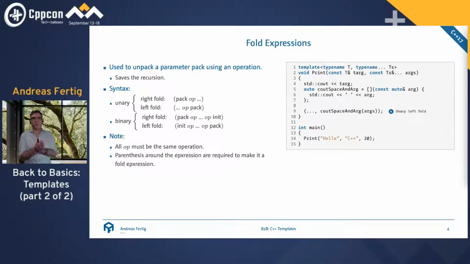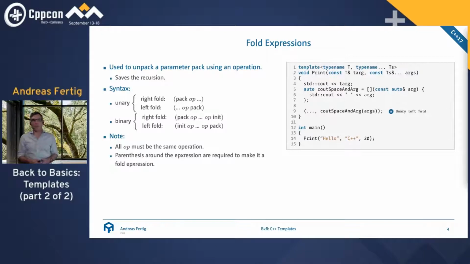What that means is that you have a pack, then you apply an operation to it, and the three dots imply that this thing gets expanded. So you can work on a fold, and this fold is the parameter pack. The right or left indicates where the three dots are in relation to the operation. We are talking about a right fold if the three dots are to the right of the operation, and a left fold if the three dots, the ellipsis, are to the left of my operation.